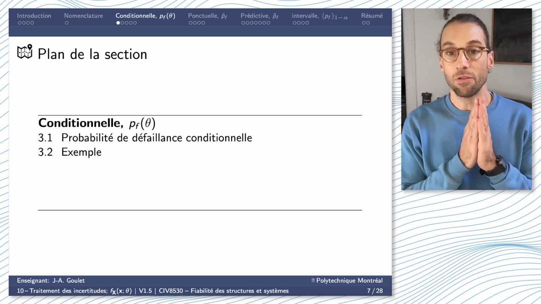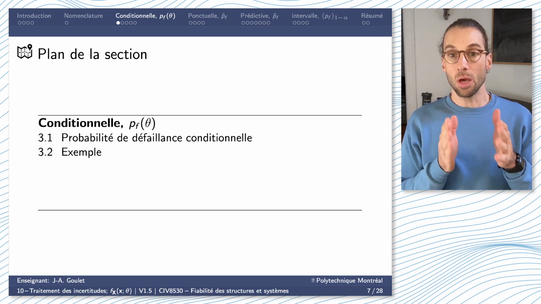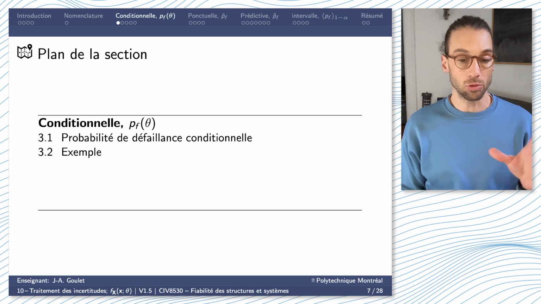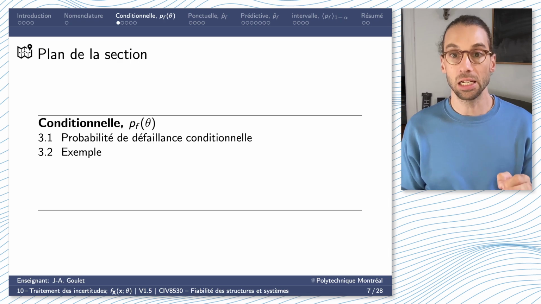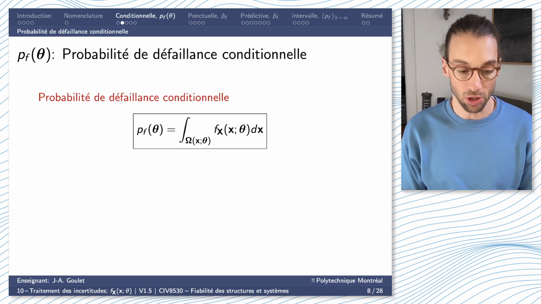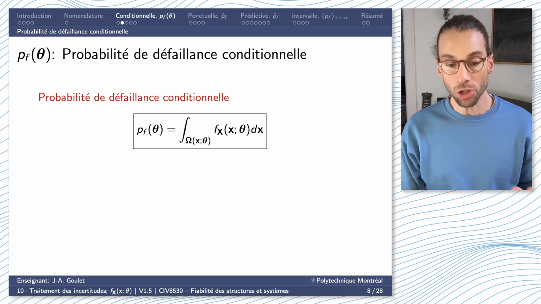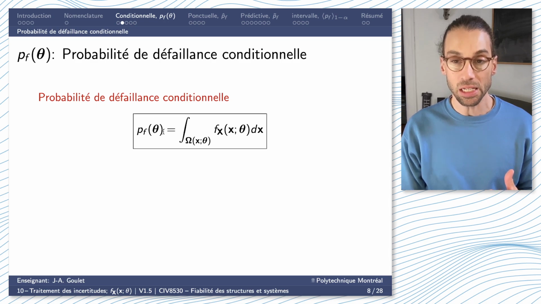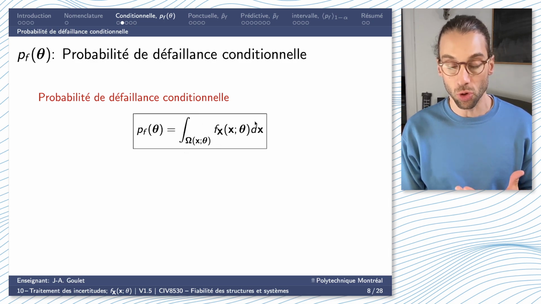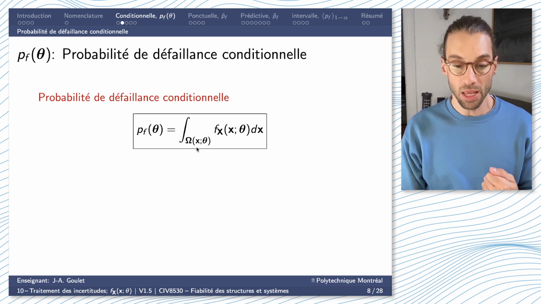So let's look at our first estimate, which is going to be a point estimate. Okay, sorry, before looking at that point estimate, let's define what a conditional probability of failure is, and how it applies in the context of a component failure. We're going to define our conditional failure probability as PF that is explicitly dependent upon a value of theta. That corresponds to the integral of my joint probability density f of x, now explicitly dependent upon theta. We want to integrate that joint probability density over omega, my failure domain.